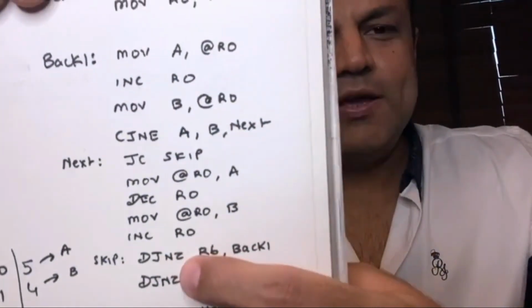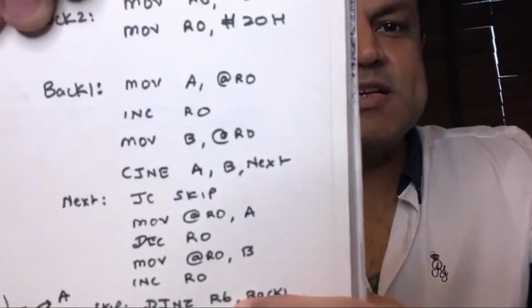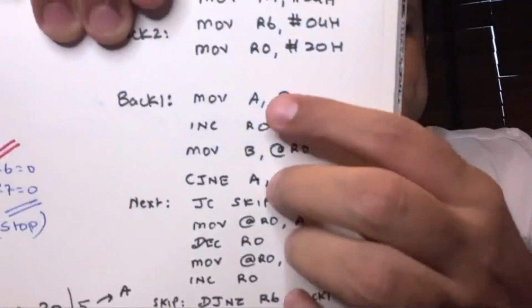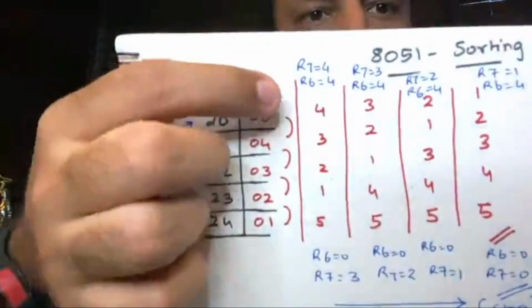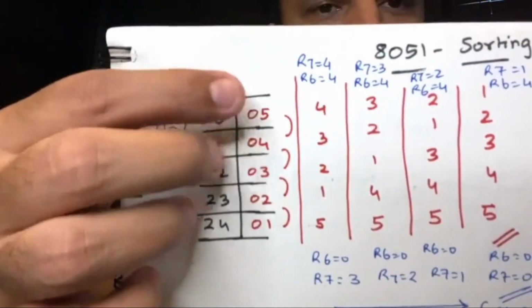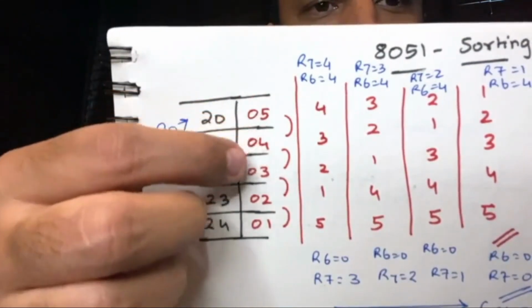Now what? Make your inner loop. DJNZ R6. R6 was your inner loop. DJNZ R6, back. So when you go back, move A, @R0. You took your first two numbers, you interchange them. Your first two numbers which were 5 and 4, you interchange them. They became 4 and 5. Next time you should compare 5 and 3. And this will go on.